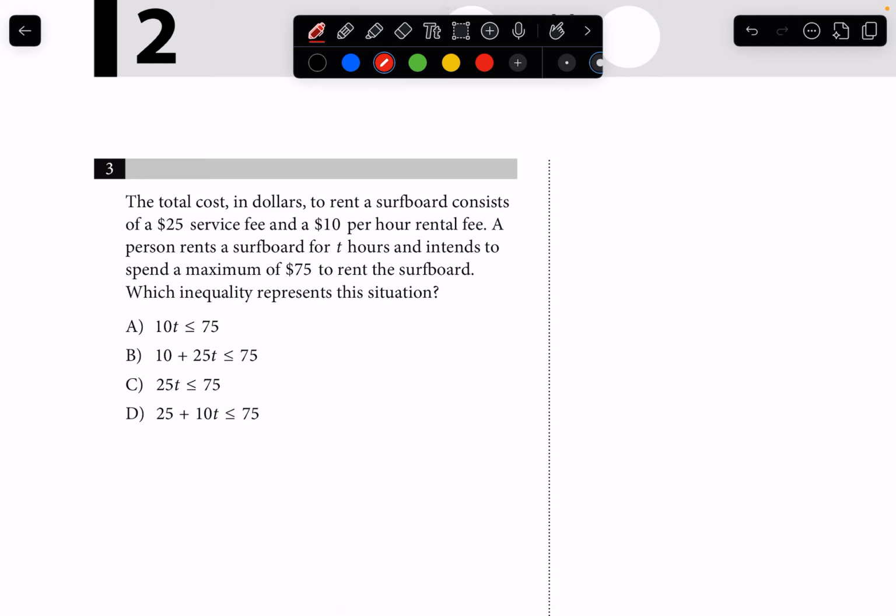So the question is telling us that the total cost in dollars to rent a surfboard consists of a $25 service fee and a $10 per hour rental fee. A person rents a surfboard for 3 hours and intends to spend a maximum of $75 to rent the surfboard. So he's just willing to pay up to 75, and the hours aren't really decided at the moment, so we need to form an equation for that.